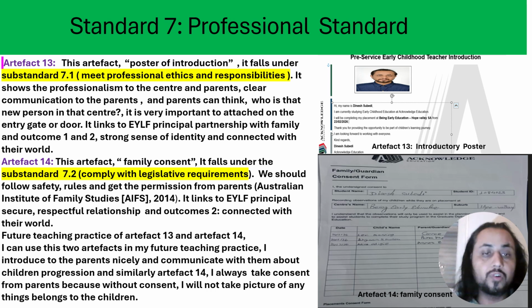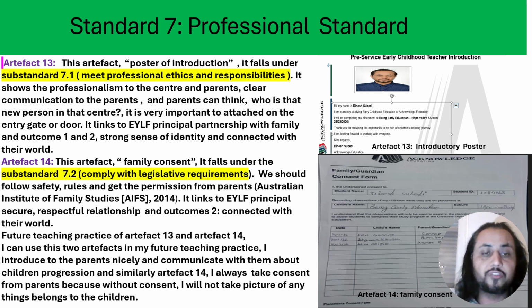And Artifact 14, the family consent, falls under substandard 7.2, comply with legislative requirements, and we should follow the safety rules and get permission from the parents. It links with the EYLF principle of secure, respectful relationships and Outcome 2, connected with their world.